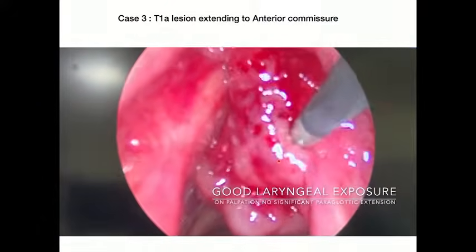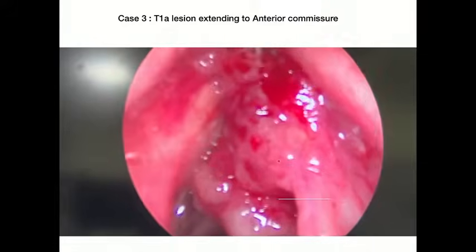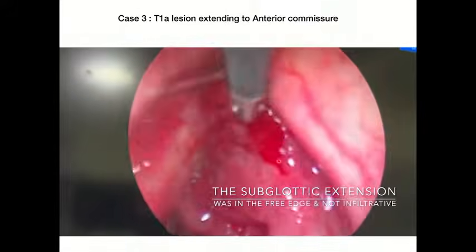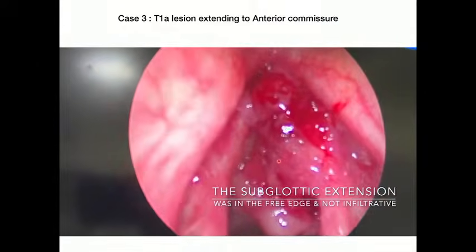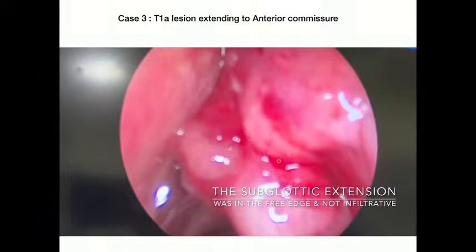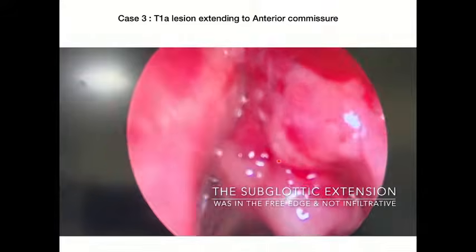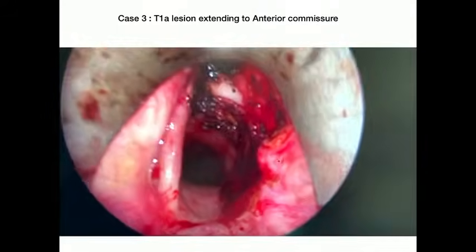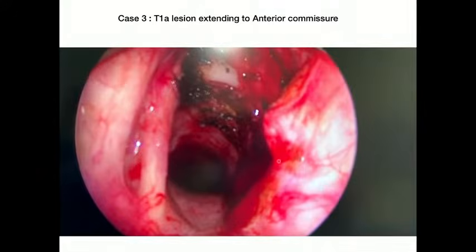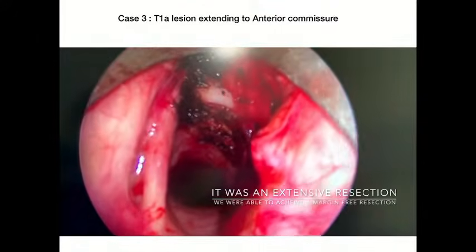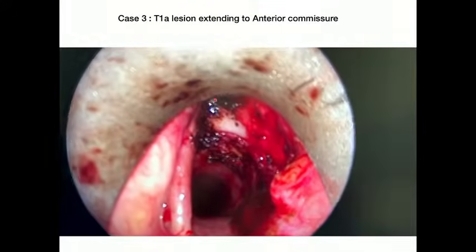So that's the outcome of a type 2 cordectomy, right? Slightly more extensive lesions. These are patients where we obviously look at laryngeal exposure, if it all ticks, right? So here, when you see this lesion, it looks very subglottic, right? The contraindications for transoral laser surgery are subglottic extension and posterior paraglottic extension.